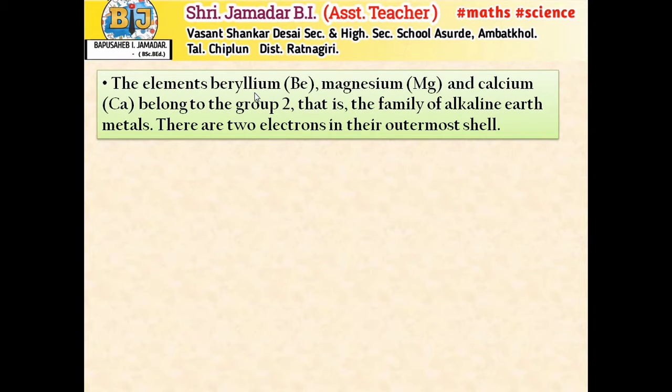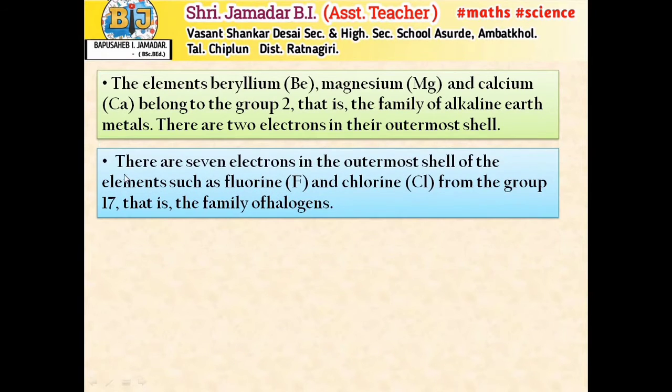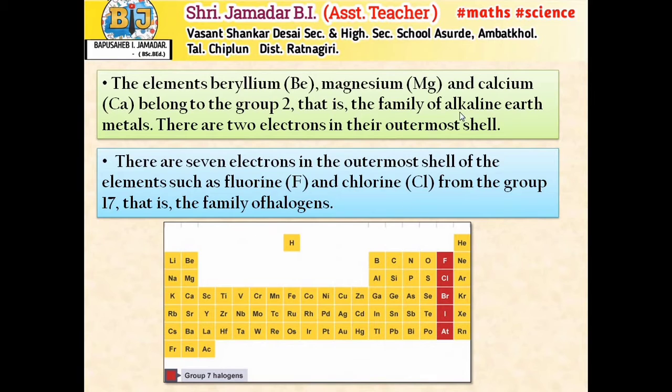The elements beryllium, magnesium and calcium belong to group 2, that is the family of alkaline earth metals. There are 2 electrons in their outermost shell. There are 7 electrons in the outermost shell of the elements such as fluorine and chlorine from group 17, that is the family of halogens. You can see in this figure.